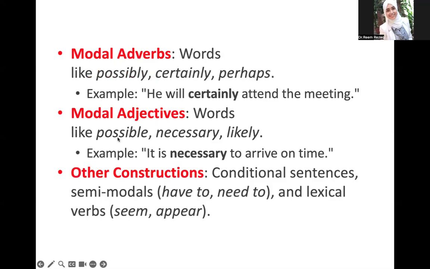Modal adjectives, for example, possible, necessary, likely. It's necessary to arrive on time. It's necessary. من الضروري أن تصل في الوقت المحدد. Other constructions: conditional sentences, for example, or semi-modals like have to, need to, and lexical verbs, for example, seem, appear, like this.